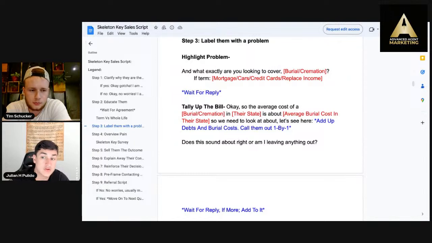So you said you wanted to cover the burial. Is there any outstanding debts or credit cards or anything like that you would need to cover as well, or would it just be the burial? I do have a truck payment. Okay, and how much do you owe on the truck there? About 3,000. Okay, so we got 3,000 and the cost of burial. Does this sound about right, or am I leaving anything out?